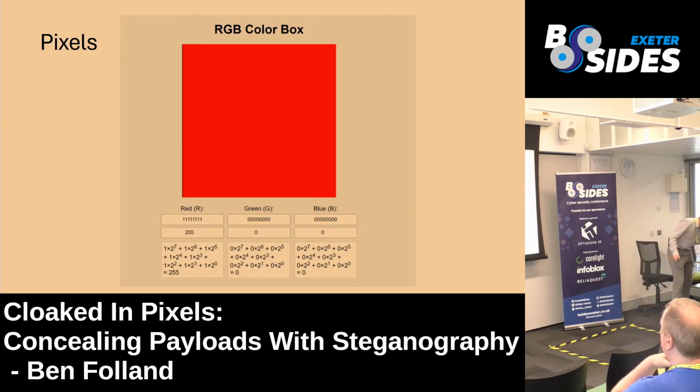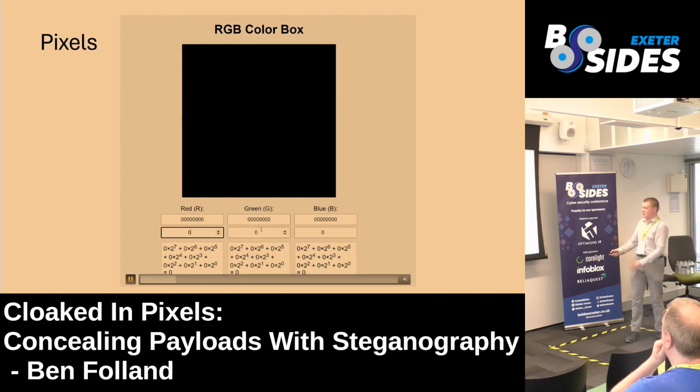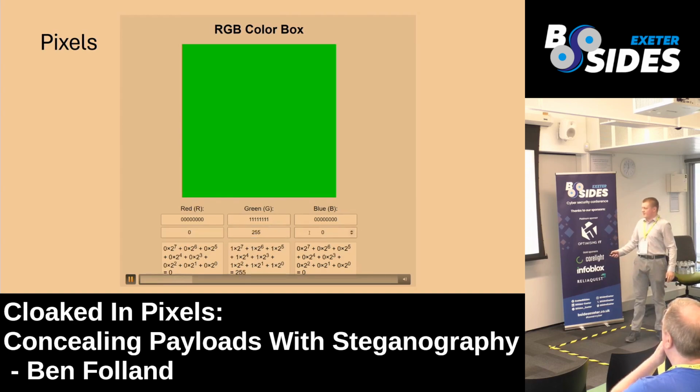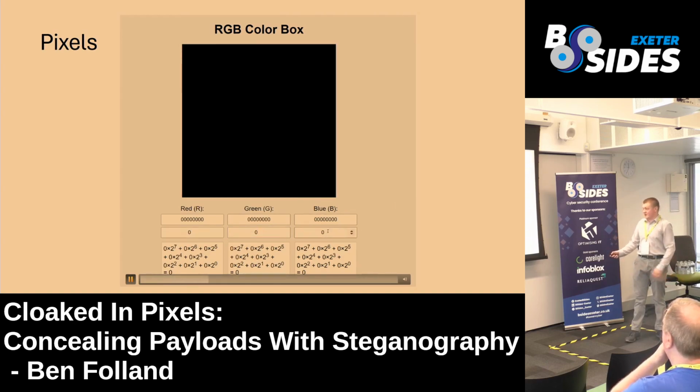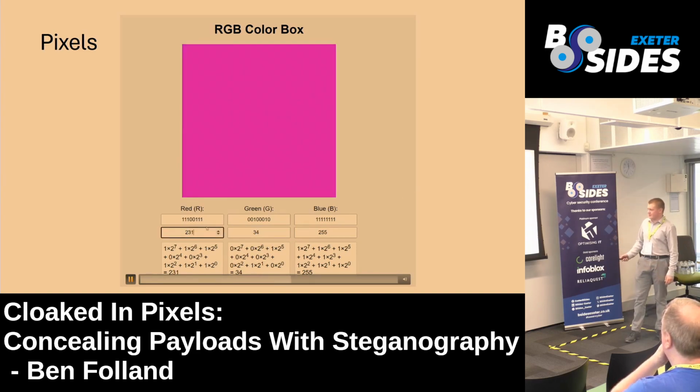What we can do is play around with this. Let's say I want to change the red to 0, and it goes to black. We can change that to green, so it's only green, and we can change this blue to max, and it's going to be only blue. What we could do is mix some of the numbers about and see if we get a different colour. And after doing this, we've got a pink colour.